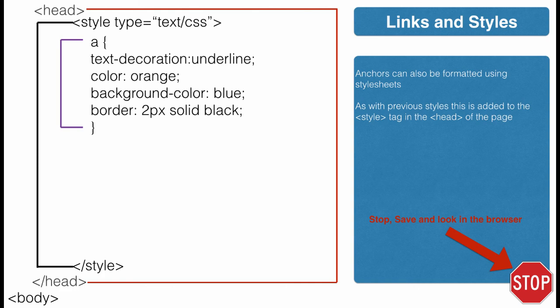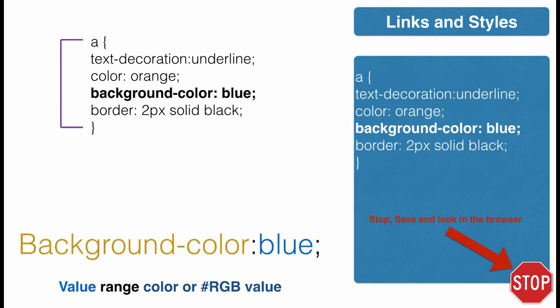Now let's go and set the style for anchors. Because we want this to affect every single anchor on a page, we're going to set it in the head rather than using it as an attribute within an anchor tag. Let's work through it. We've got our text decoration as underlined. We've set the color of the text as orange. And now we've added in a new attribute and value, which is background-color, and we've set this as blue. And finally, we've got our border, which is 2 pixels, black and solid.